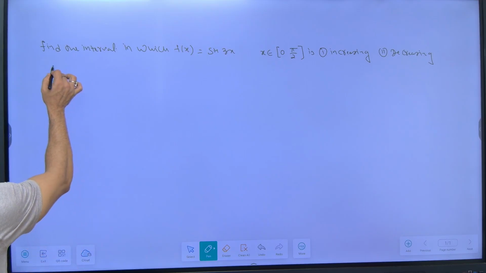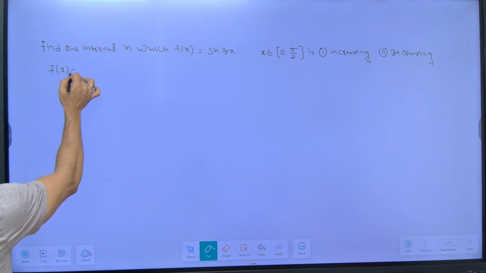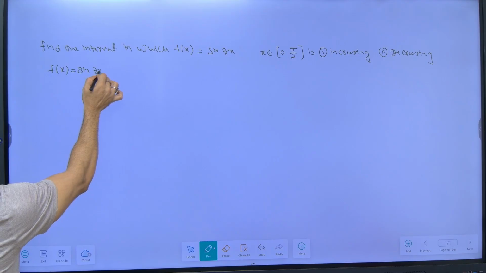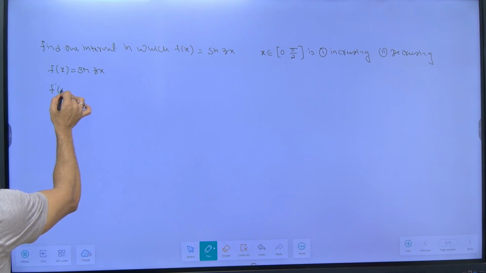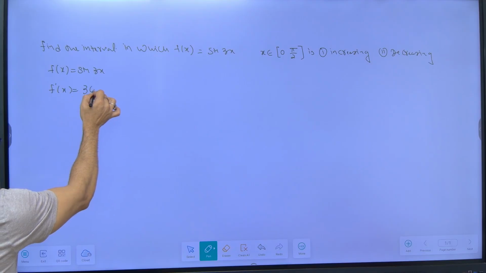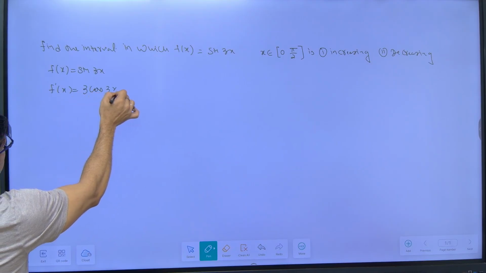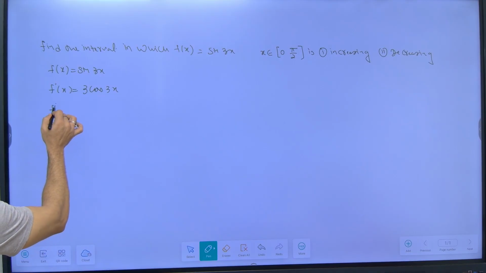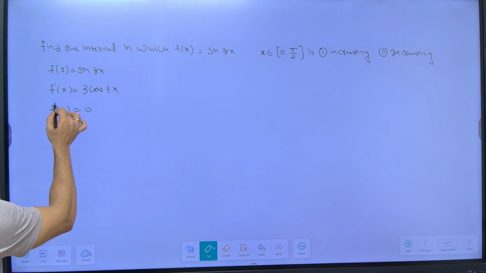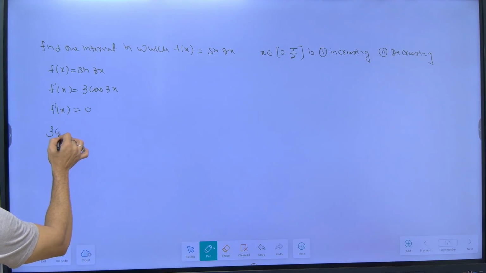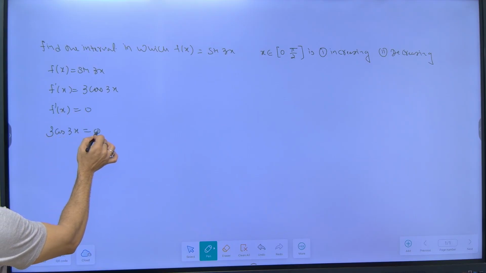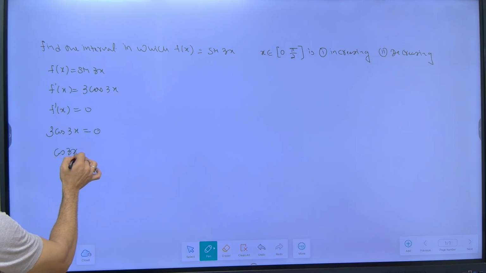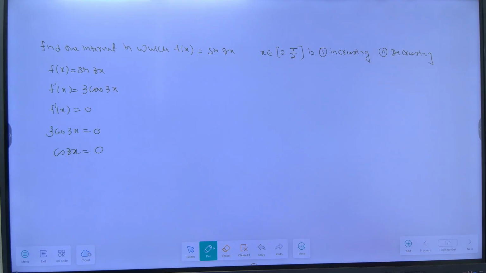The first step is what? The given function is sine 3x. Differentiate this: f dash x is 3 cos 3x. And then the next step, what do we do? Put f dash x equal to 0. So that means 3 cos 3x is equal to 0, so cos 3x is equal to 0. Right?